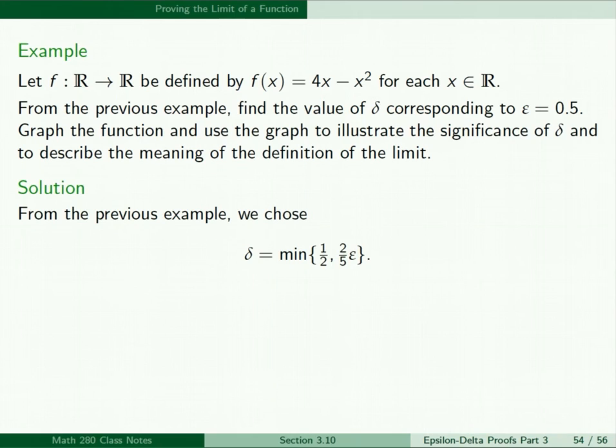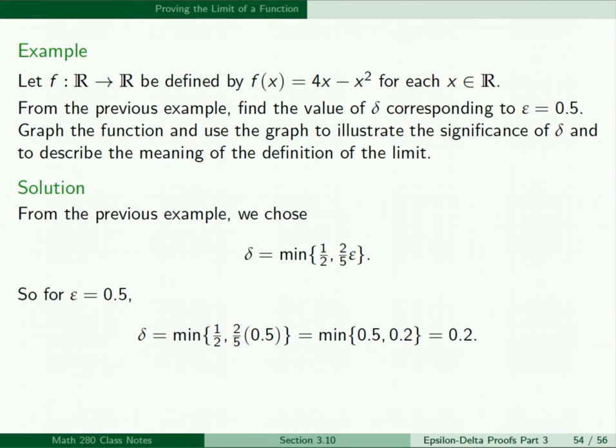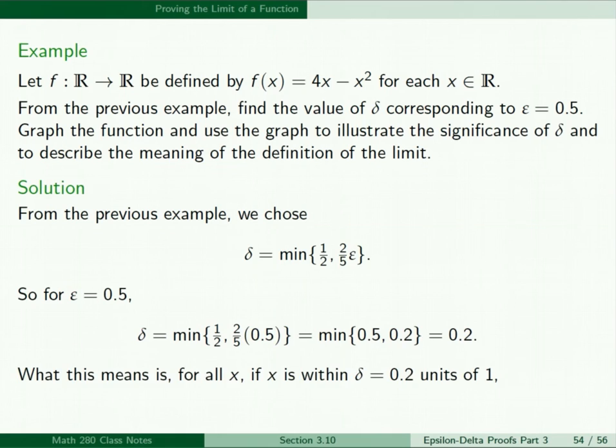So from the previous example, we chose delta to be the min of 1/2 and 2/5 epsilon. So for epsilon equal to 0.5, delta will be the min of 1/2 and then 2/5 times 0.5, which is 0.2. So delta is the min of 0.5 and 0.2. And obviously the smaller of those two numbers is 0.2, so that's our value for delta. Now what this means is, for all x, if x is within delta equals 0.2 units of 1, then f of x should be within epsilon equals 0.5 units of L equal 3.